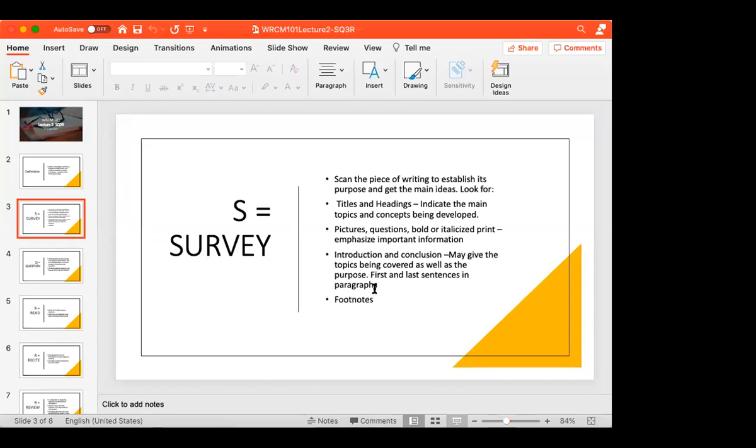So the first step in that is called survey. We usually ignore this step. This step is like this. You should scan the piece of writing to establish its purpose and get the main ideas. Generally, we are in the habit of directly jumping to the component itself that we plan to read.